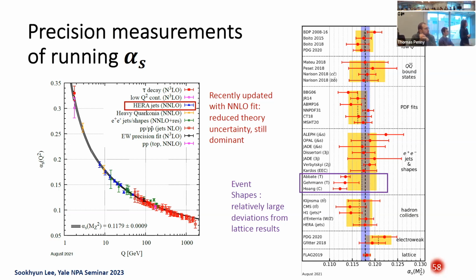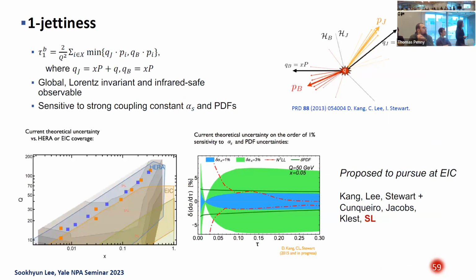Currently the theory uncertainty dominates, but we will soon have N3LL accuracy resummation possible, which will be really beneficial to the other components of the event shape measurements. So I'll just introduce one of the examples of an event shape observable. It's global, so you're looking at the entire event, and it's Lorentz invariant. It's sensitive to the strong coupling constant as well as PDFs, which are the most important ingredients to make precise predictions for any kind of experimental measurement.